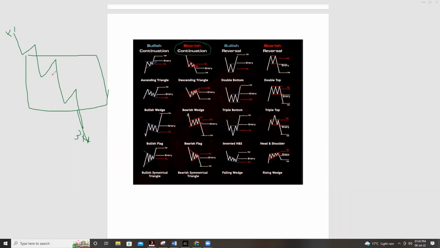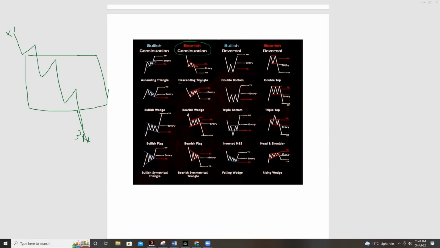And it's very awesome if you find it on the higher time frame. It's usually very amazing. So with these chart patterns, pay attention if they happen on the higher time frame, the 4 hour, the 1 hour, the daily, and so forth.